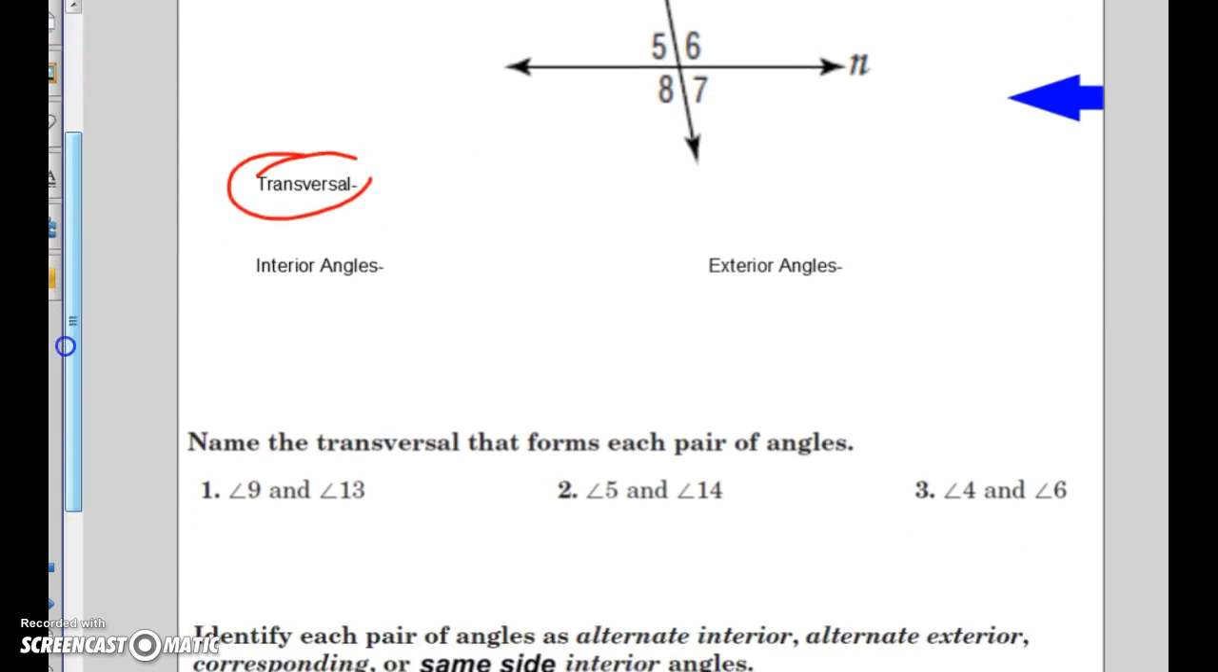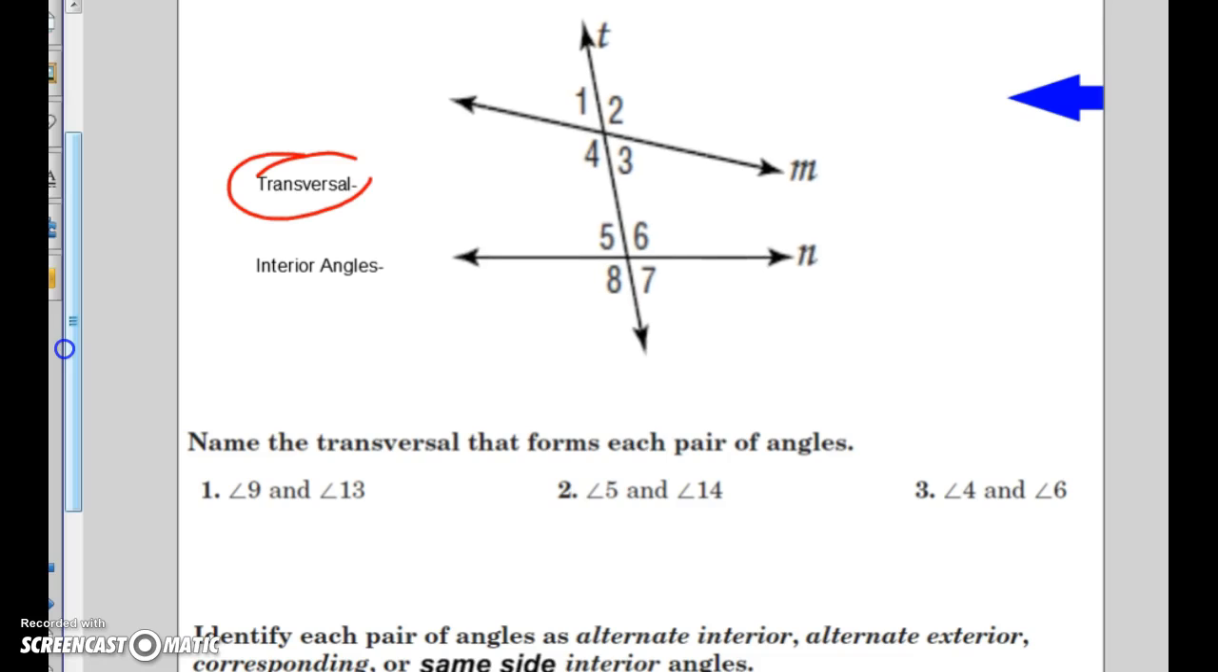Alright, so now down at the bottom, it asks for you to do things like name the transversal. So here's our picture, and I just need to name the transversal. What's a transversal again? A transversal is a line that goes through two or more lines. Good. So if I'm looking at this one, what one line goes through at least two lines? T. Very good. T is my transversal.